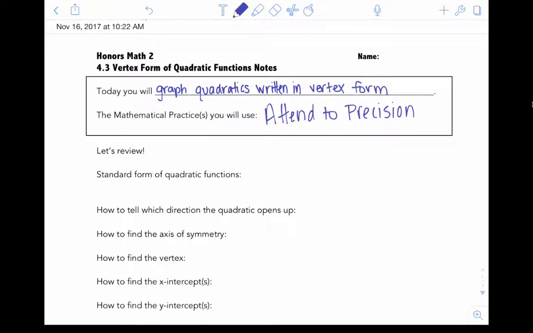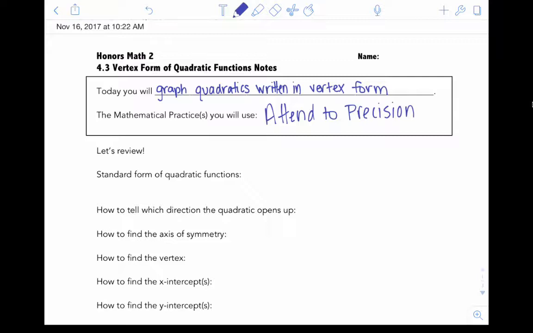Today you will graph quadratics that are written in vertex form. So in the past we've been graphing quadratics that were written in standard form, and now we have a different form that the equation is going to be in. The math practice that we're going to focus most of our attention on today is attend to precision.